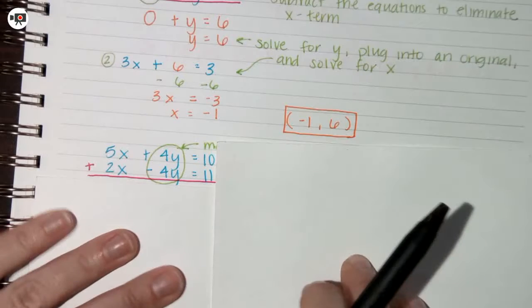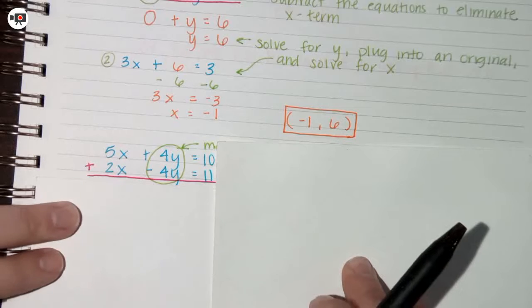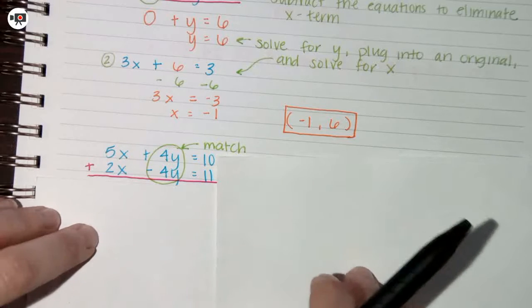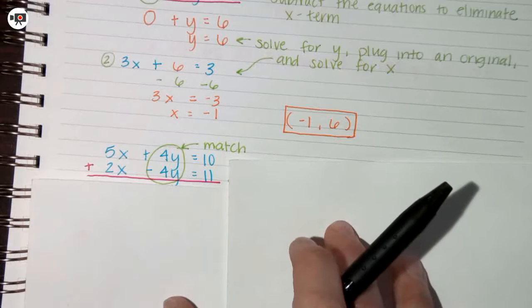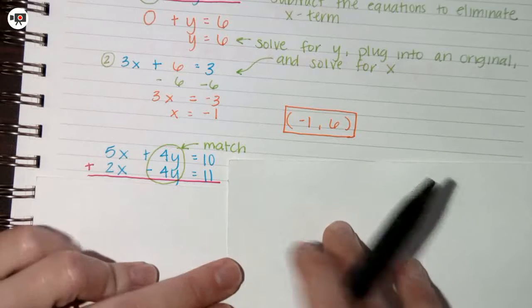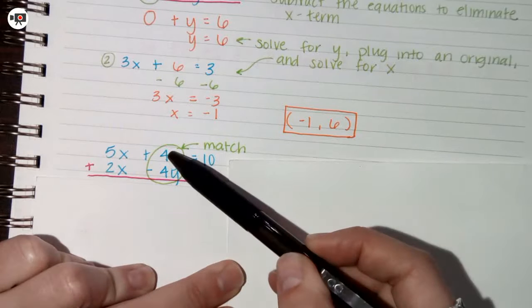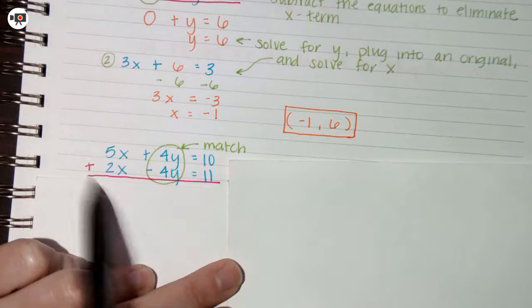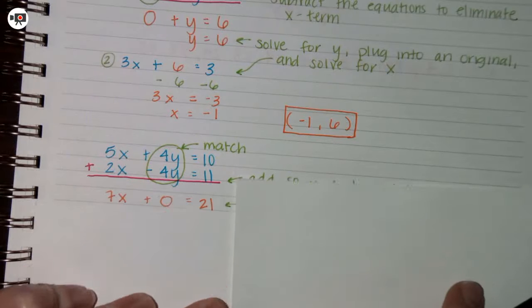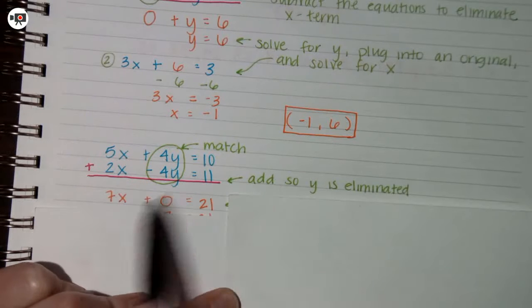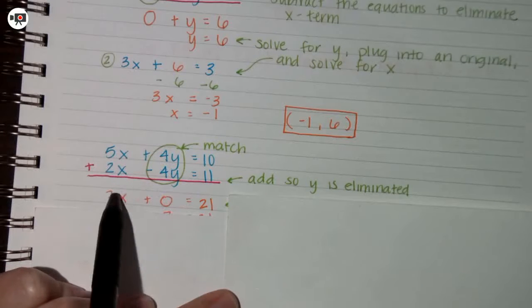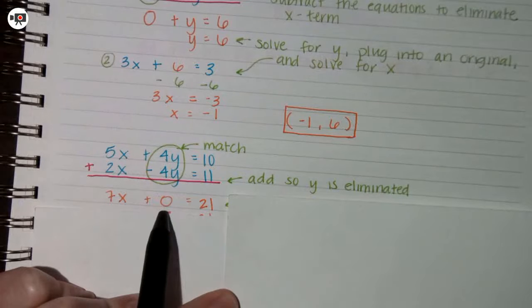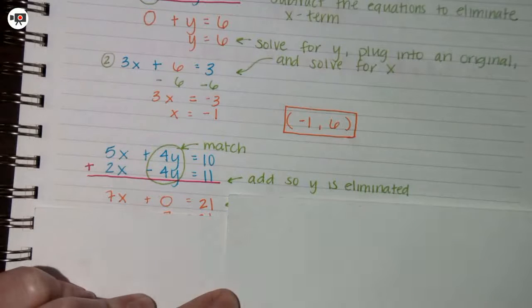In this example, I have 5x plus 4y equals 10, and 2x minus 4y equals 11. I have a match in the y terms, and so I want to figure out a way that 4 and negative 4 equals 0. And so I need to add my equations together. So when I add them, 5x plus 2x is 7x, 4 plus negative 4 is 0, 10 plus 11 is 21.